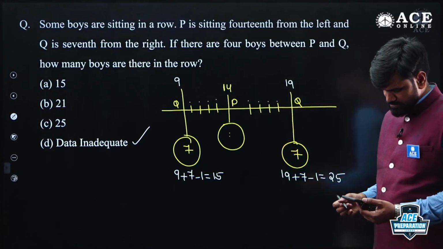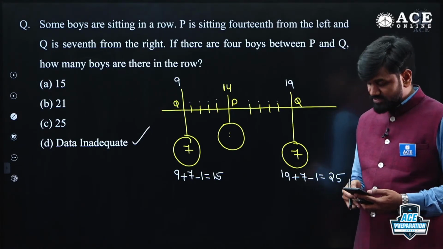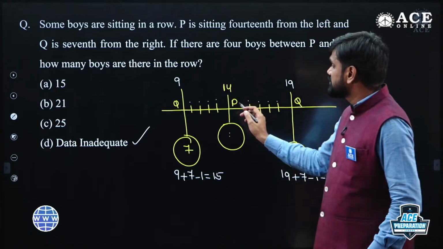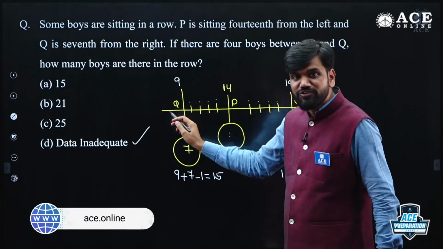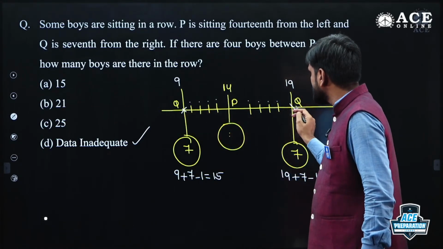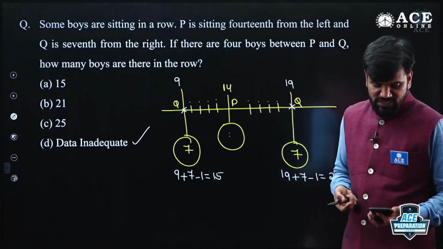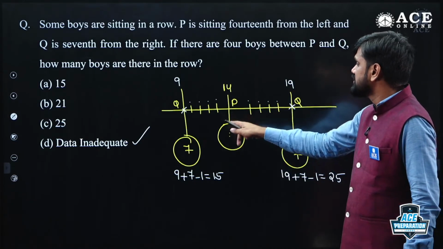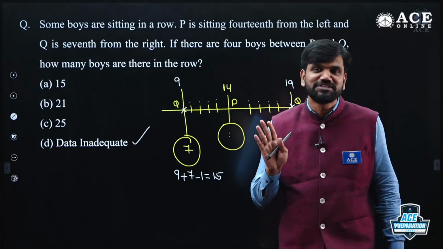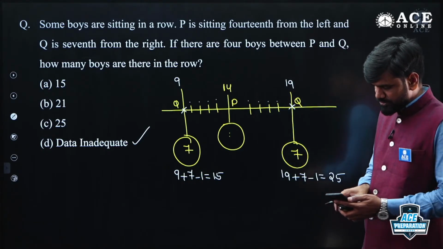Any doubt? Someone is saying 25. Please check that, dear. They said there are 4 boys between P and Q. We don't know whether Q is towards the right of P or towards the left of P. Q can come here also, na? Here also between P and Q there are 4 boys. We are getting two possibilities. That is the reason why the data is inadequate. It is not 25. You might have imagined Q is here, but they did not clearly say Q is towards the right of P. They did not mention that. Right, that is a trap there. Done. Chalo, let us move on to the next one.